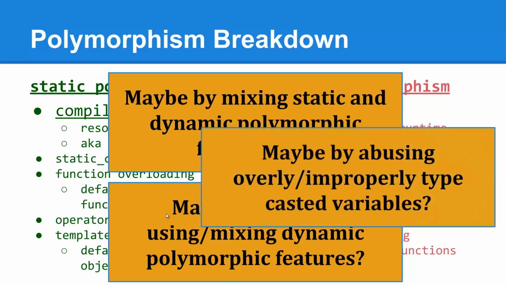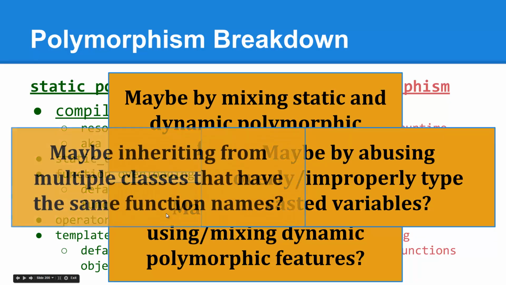Or maybe by abusing casting and improperly casting things. Or maybe inheriting from multiple classes and mixing the inheritance, especially when they have the same function names. If you've thought of ideas that are related to any of these questions, then good, you're on the right track. If not, it's okay. Security, especially offensive security, is not intuitive for most people starting off.